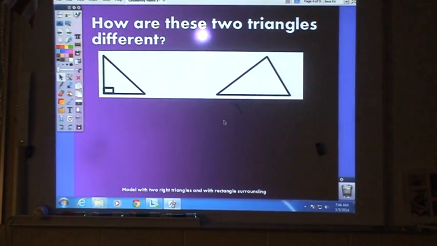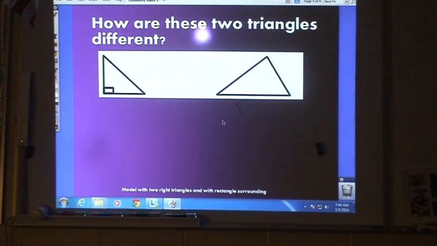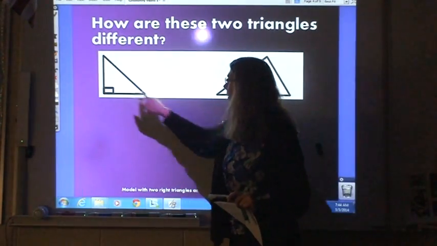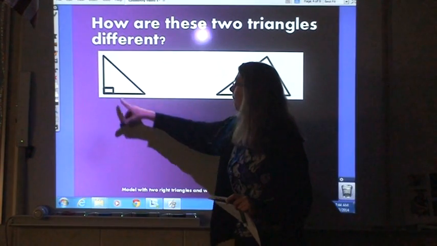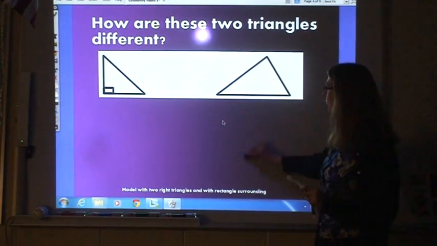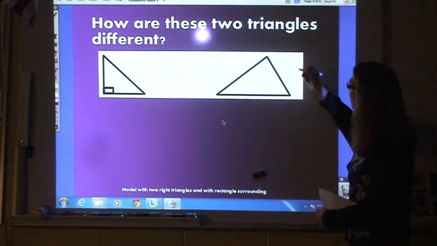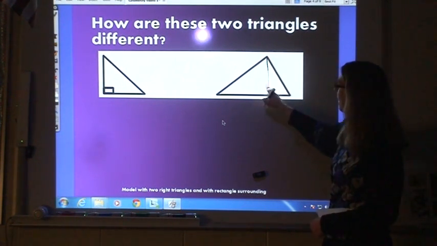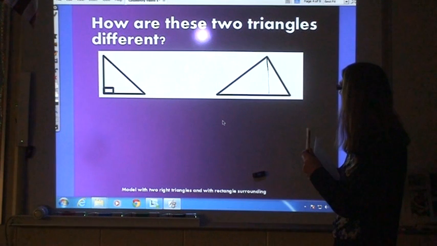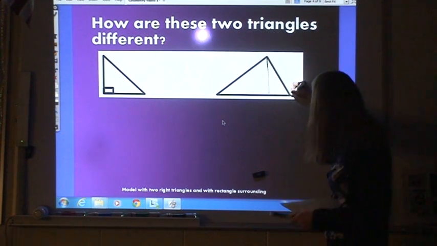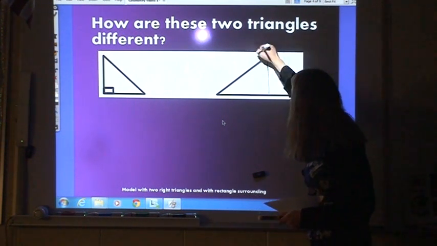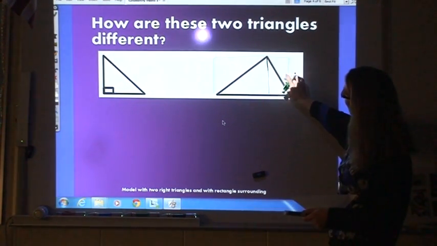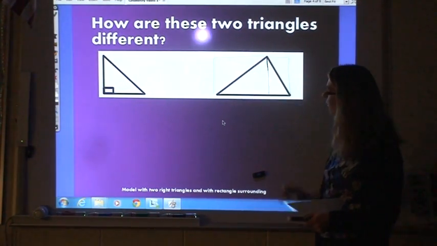How are these 2 triangles different? So if you notice the right triangle, there's that little box that tells me it's directly 90 degrees or straight perpendicular to the base. This one doesn't have that, so there's a couple of things I can do. I can either divide this into 2 right triangles and then add up those areas, or I can look at this as a parallelogram, and then I can notice that it's still exactly half of the whole thing.